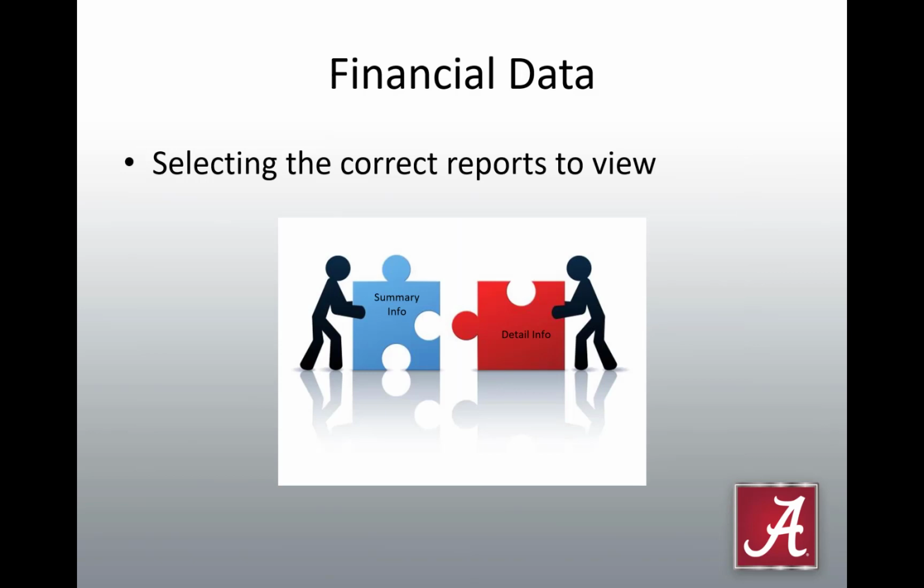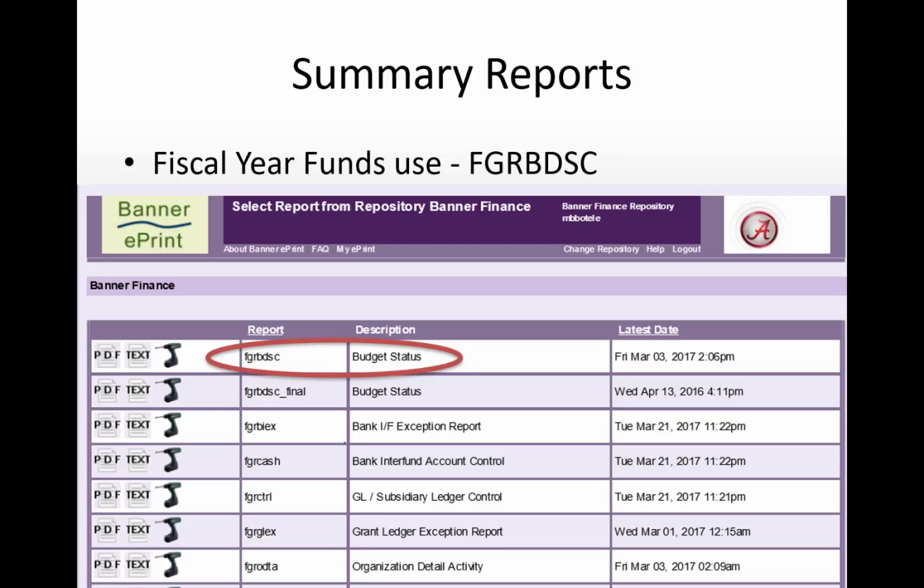Selecting the correct reports to view. There are two basic reports to remember when viewing financial data: a summary report and a detail report. Summary reports include FGR, BD, SC for fiscal year funds. You will need to locate and select the budget status report for the majority of funds you want to view. This is not the correct report selection for contract and grant funds or other inception-to-date reporting funds. Those reports are discussed in Contract and Grants training class.